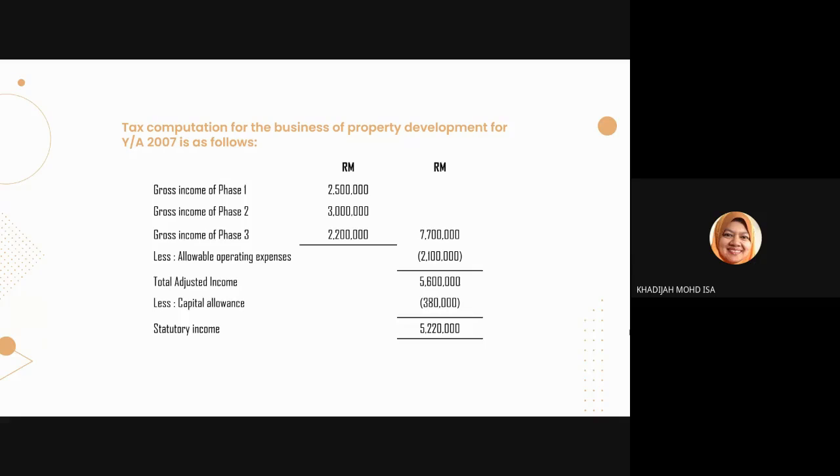But each income you tak boleh combine all the income under satu. You still have to put that under separate source of business. But when you come to computation, you have to identify, okay, total income from project 1 to 3 minus all allowable expenses from 1 to 3. Oh, okay. Okay, faham Doktor.